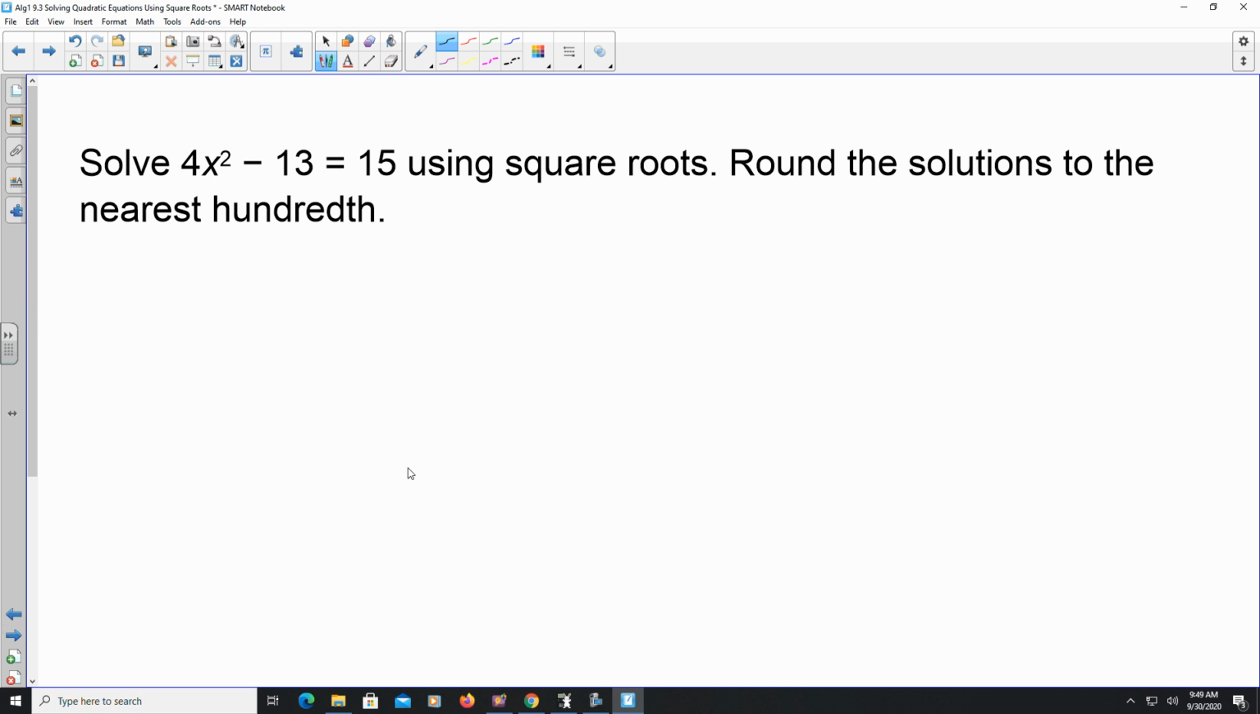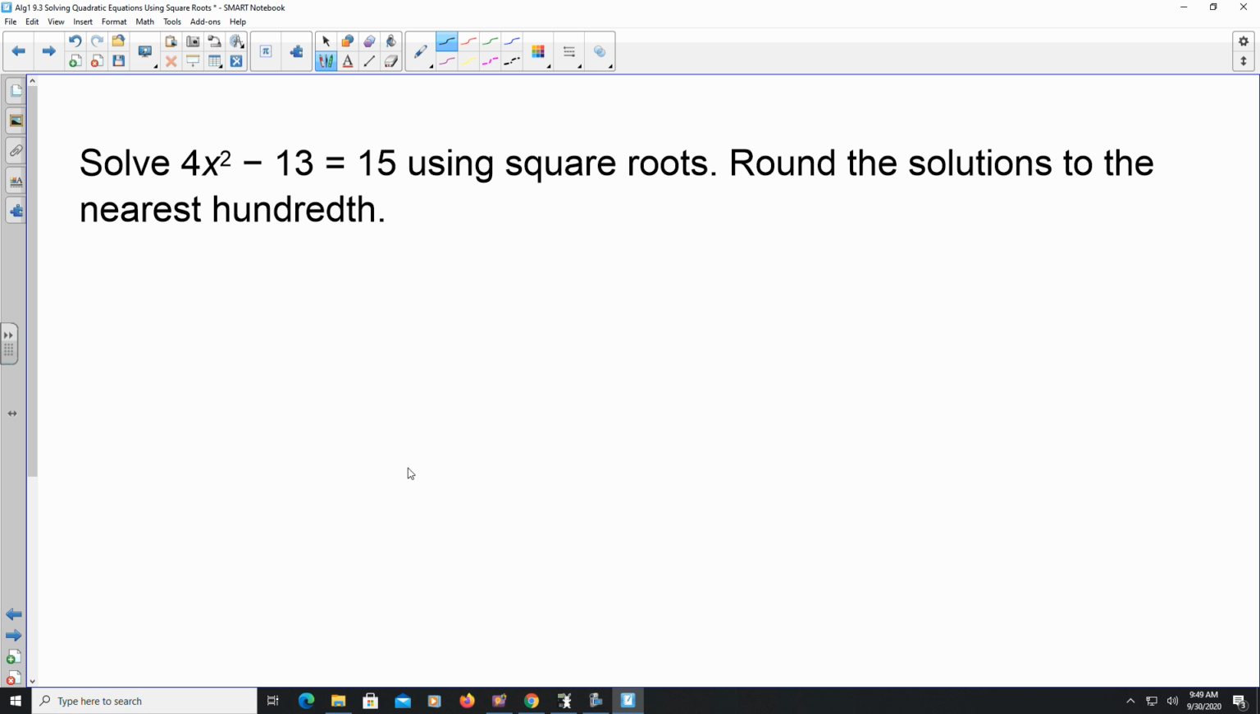Here it says 4x squared minus 13 is equal to 15, using square roots. Round the solution to the nearest hundredth. So this probably is a situation where we're going to get some kind of decimal in our result, which is fine because not every x-intercept is going to come out as a nice clean integer. Sometimes they're going to come out as decimals.